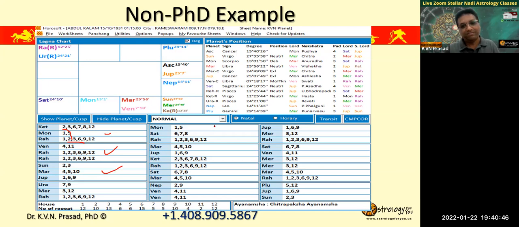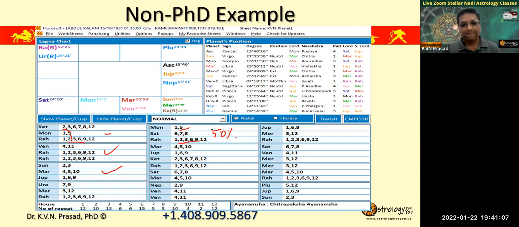Moon: 2, except 4 is there. Except 4 and 11, 5 is there, and 2, 9, but it is not connected. So you can say like 50% only, because there is no connection here.